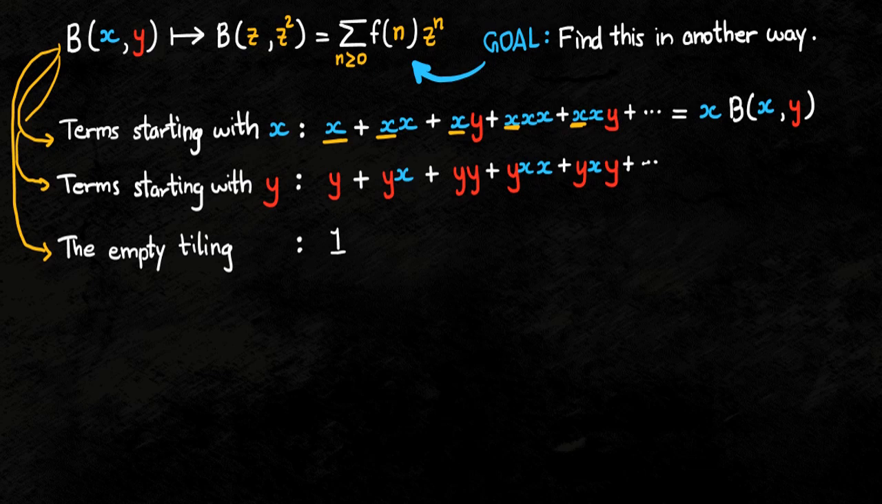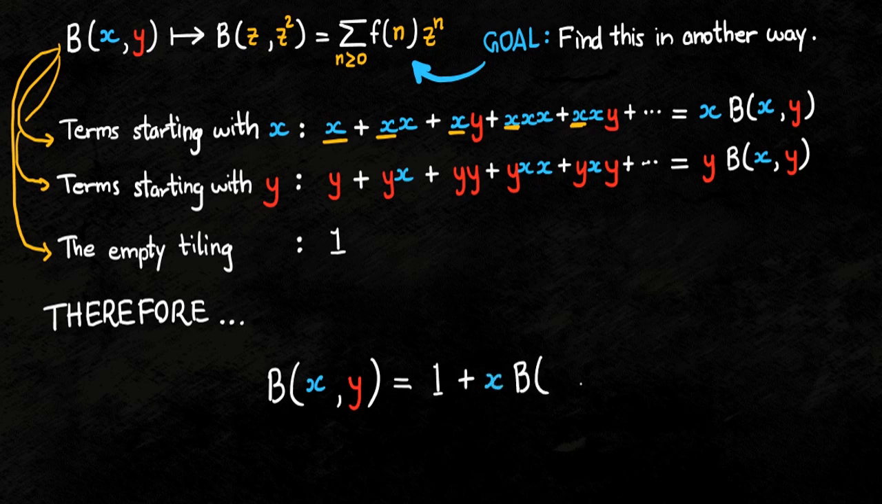Of course, we can append anything behind the x that we have just factored out. Therefore, what is left should be everything. With this idea, we can rewrite b of xy as 1 plus x times b of xy plus y times b of xy. And if we rearrange this and solve for b of xy, we'll get this.